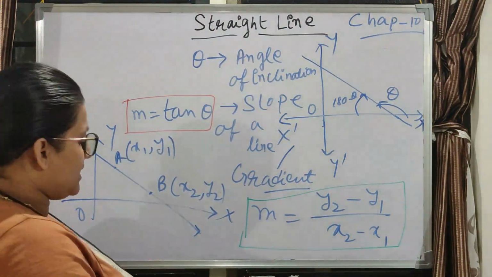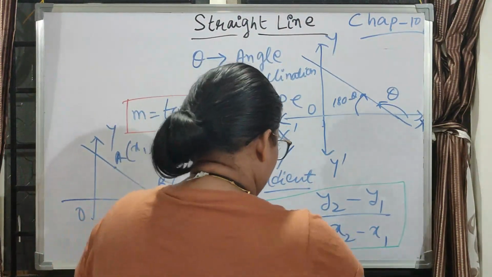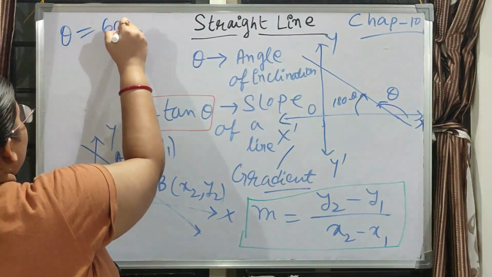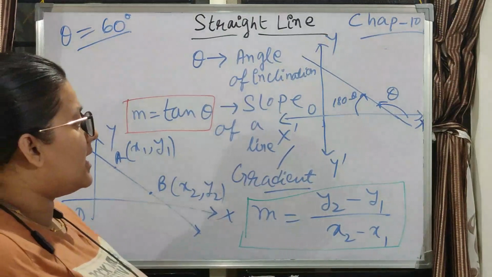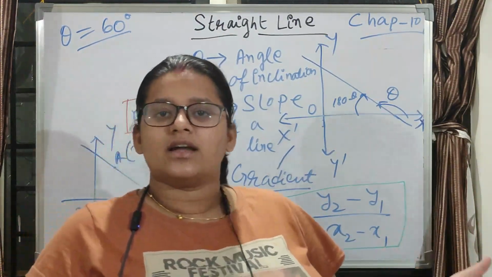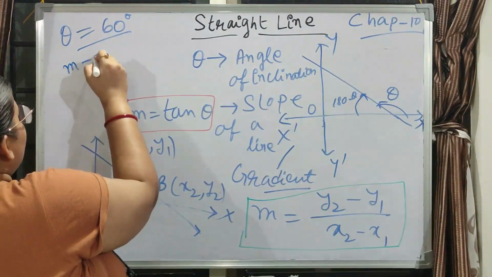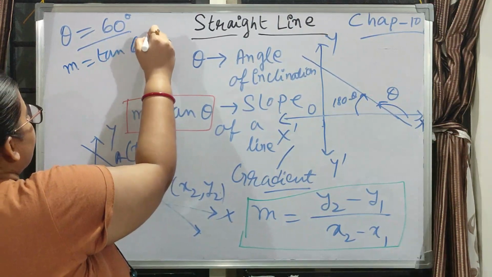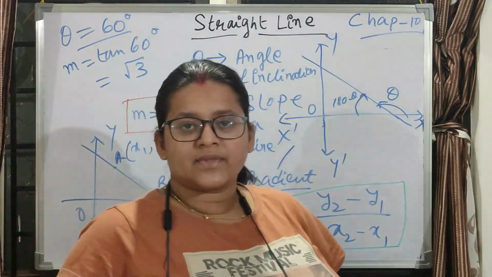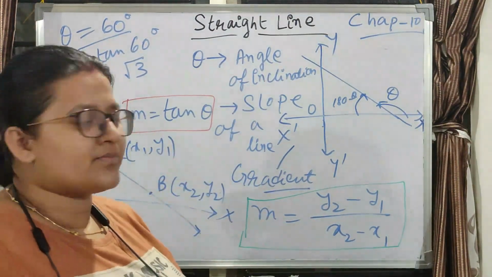Before going to that proof, I will take one example. Suppose theta equal to 60 degree is provided. Any line which is making angle 60 degree with positive x-axis in anti-clockwise direction. So here theta is 60 degree. Our slope will be tan 60 degree, that is root 3. Right? This will be our answer, this is the slope of the straight line.